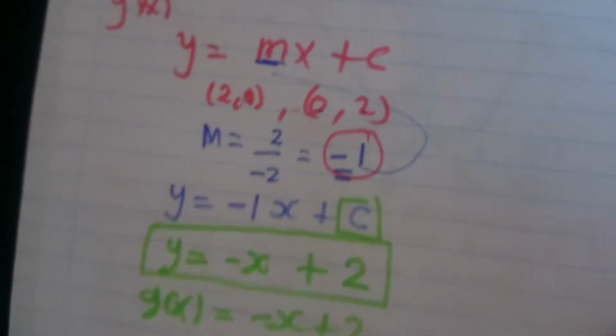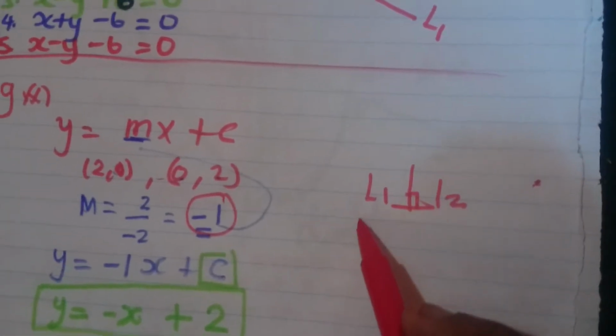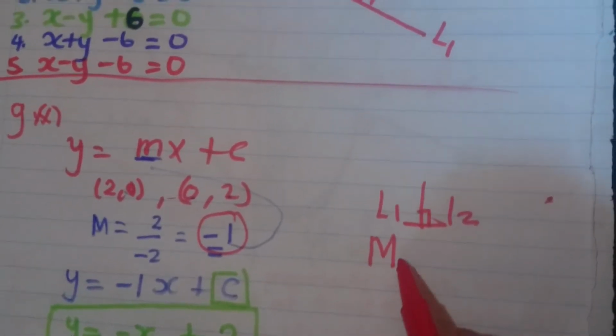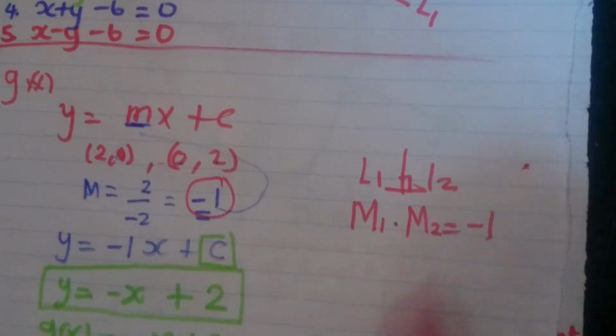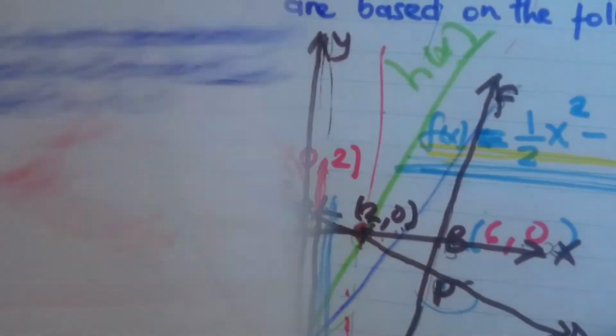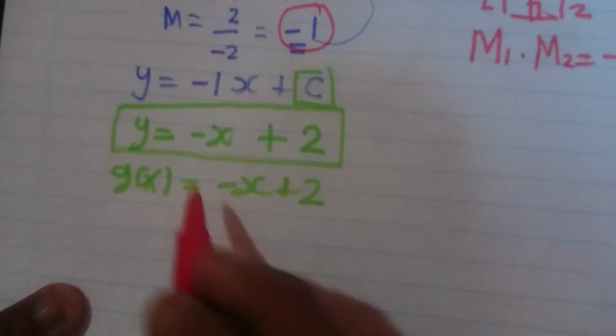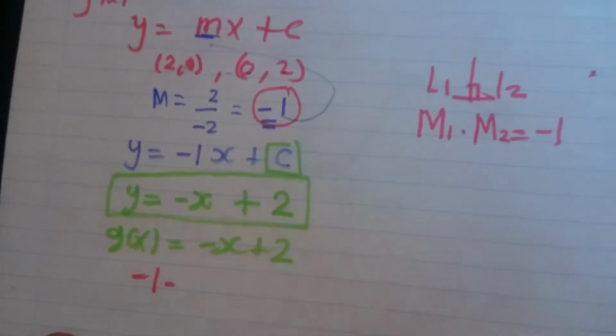And when two lines are perpendicular, means if line 1 is perpendicular to line 2, if you multiply their slopes, slope of line 1 times slope of line 2 must be equal to negative 1. See what I'm saying? So now I have the slope of G of X, which is perpendicular to this line. So slope of line 1, which is G of X, equal to negative 1.